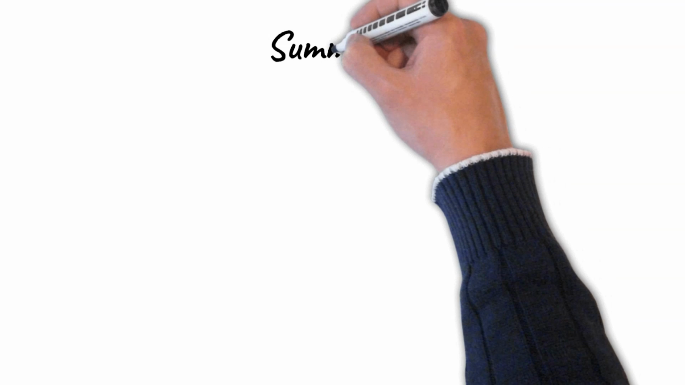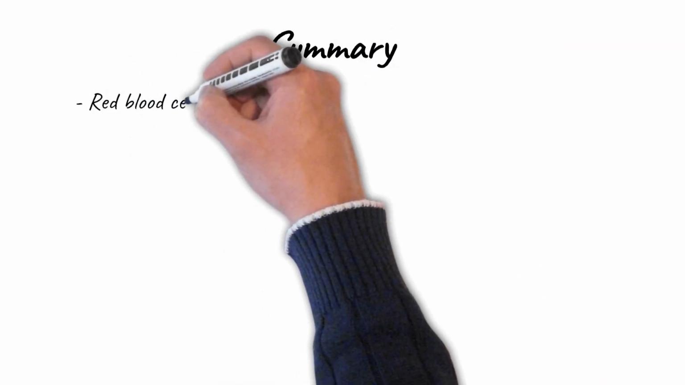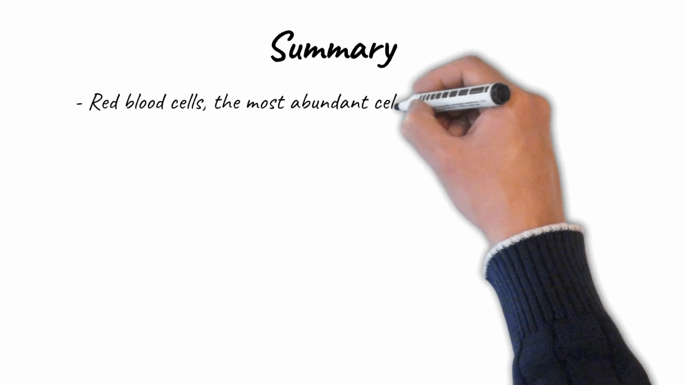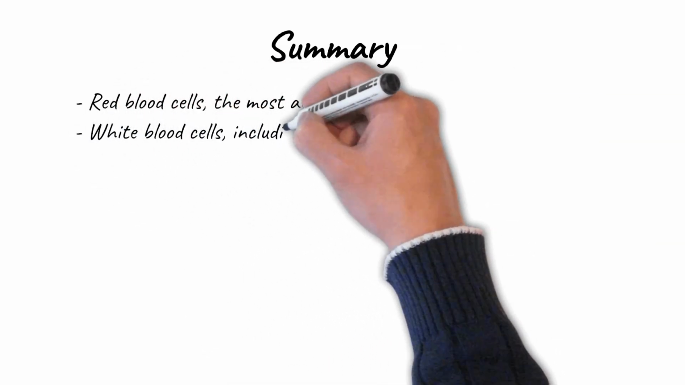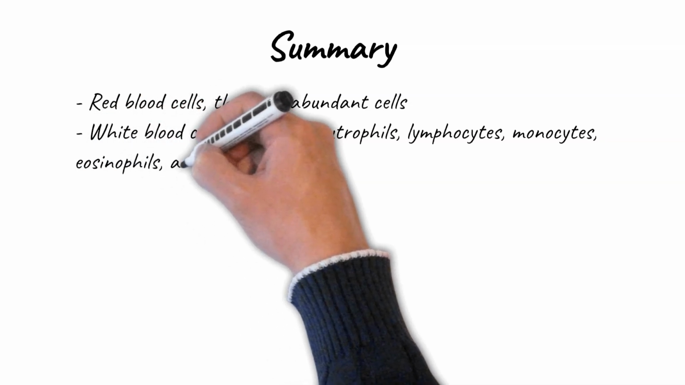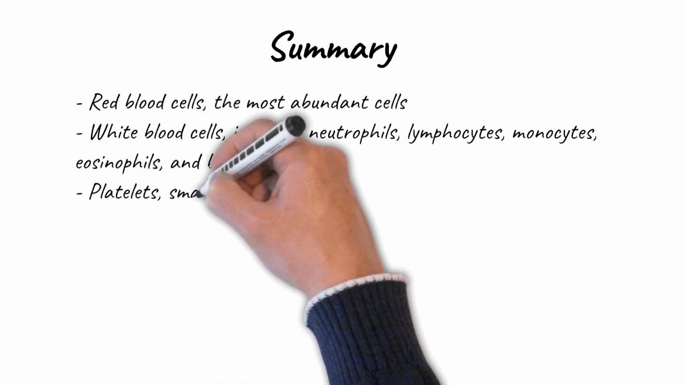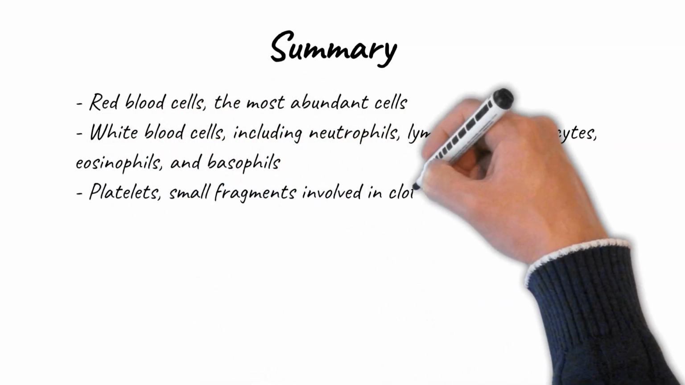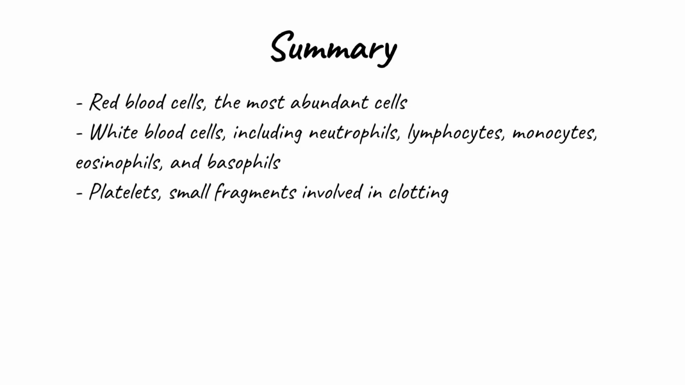In a peripheral blood smear, the main components to recognize are red blood cells, which are the most abundant cells, white blood cells, including neutrophils, lymphocytes, monocytes, eosinophils, and basophils, and platelets, which are small fragments involved in clotting. Together, these elements provide valuable information about blood function and immune health.